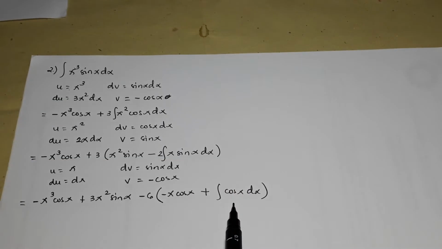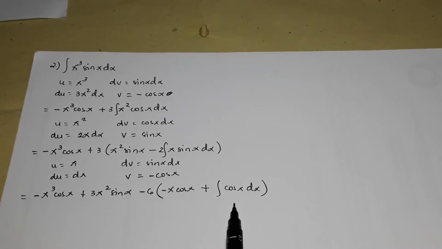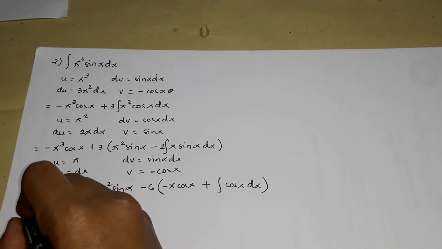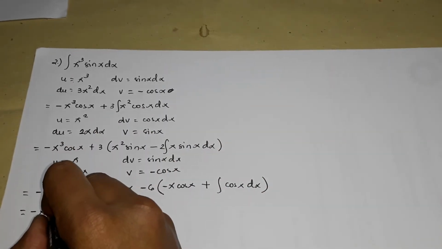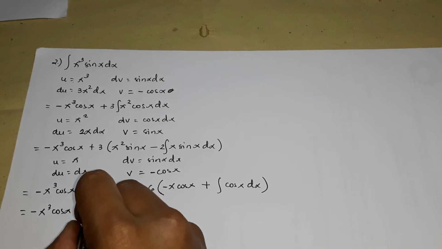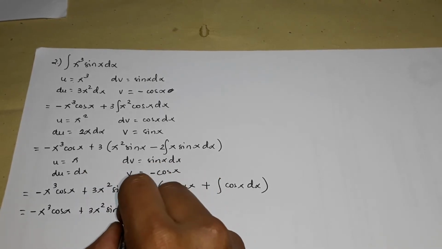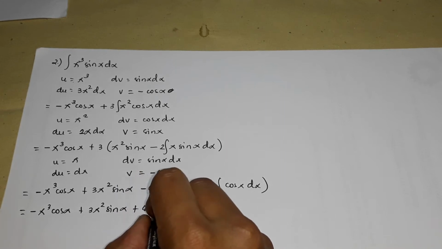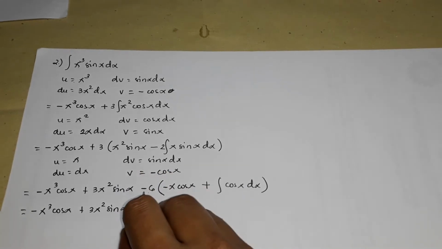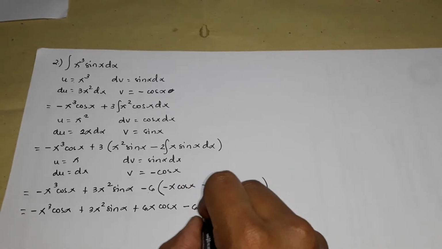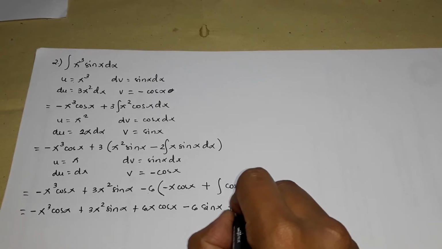So finally, the integral part only contains cosine x, which is integrable by basic integration formulas for the trigonometric functions, specifically for the cosine function. So finally, we have negative x cubed cosine x plus 3x squared sine x minus 6 negative x, so that will become positive 6x cosine x, negative 6, and then the integral of cosine is positive sine x, and then you can now add c.